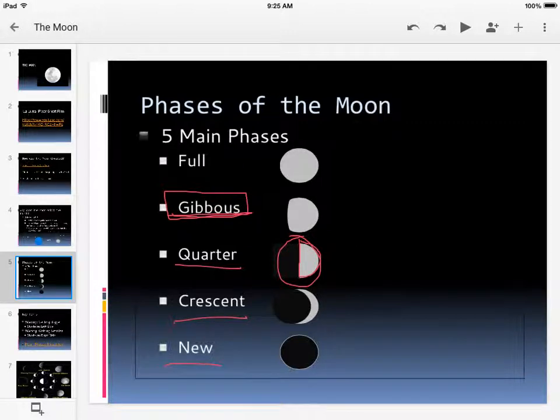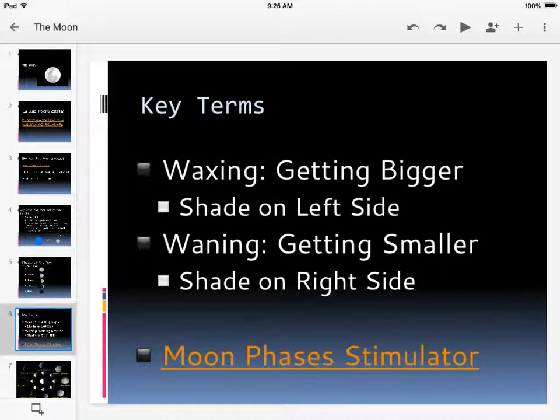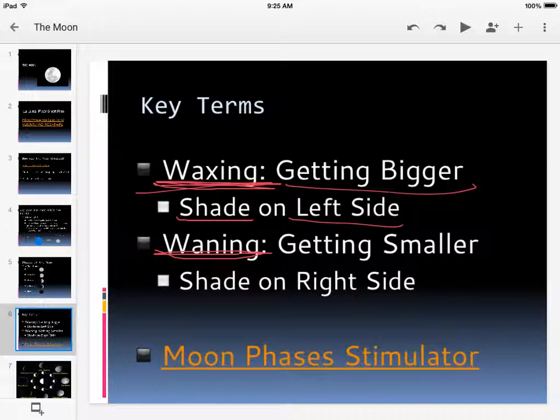Alright, so let's talk about waxing and waning. So, waxing. I'm waxing. That means I'm getting bigger. I'm the moon, I'm getting bigger. The shade is on the left-hand side. I'm going to show you guys a nice little diagram that will help you remember this. Waning is getting smaller. I'm waning. And that's where the shade is on the right-hand side.